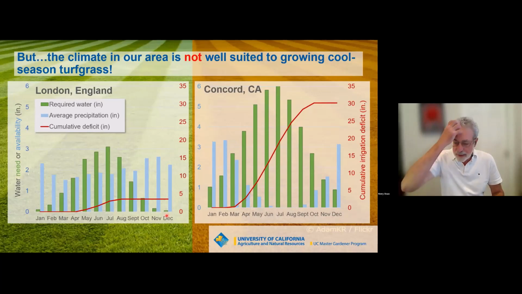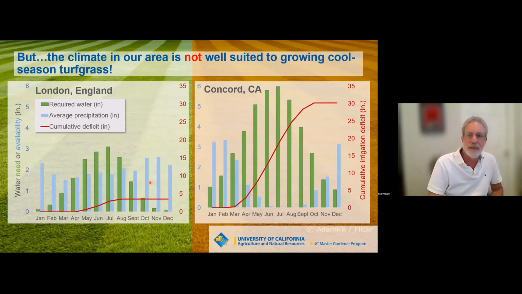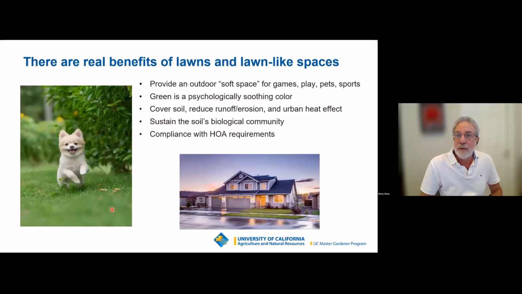If you go to visit Italy or Greece or Spain or other Mediterranean countries, you don't see lawns. Lawns are not common. They're not part of the landscape aesthetic there. But there are benefits to having lawns and lawn-like spaces, these flat green areas. Obviously, they provide a nice soft space for kids and adults to play games, play with your pets, to play sports on. You want to roll around on something. Lawns are a nice thing to roll around on.